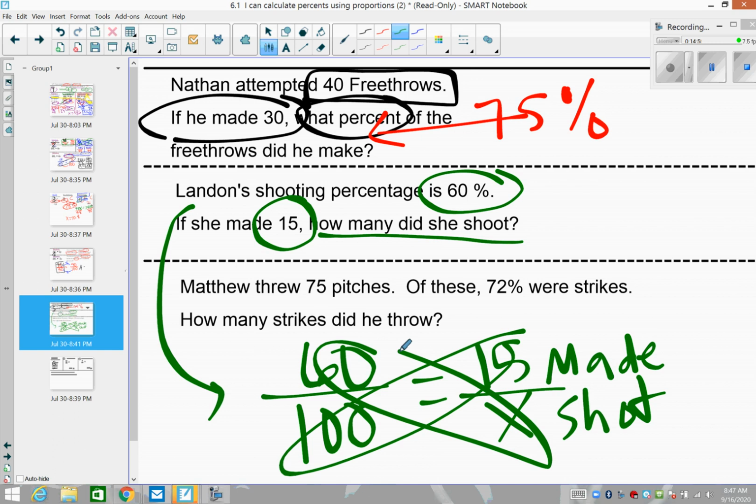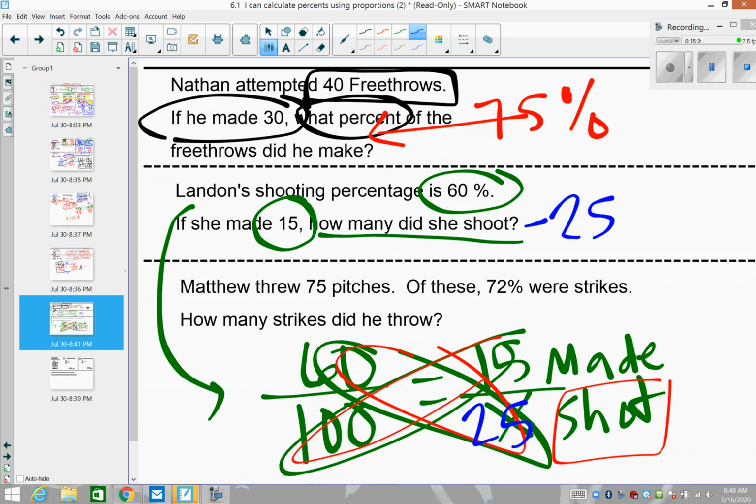I don't have a lot of room for my steps there, so I'm not going to show my steps this time. Kind of wrote too big there. So how many did she shoot? Cross products. You should be solving. I'm just out of space there. You should come up with that she shot 25 shots. She shot 25. So she went 15 out of 25 to give her that 60%.